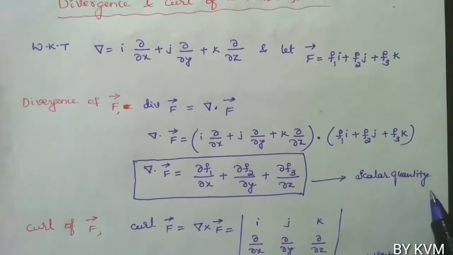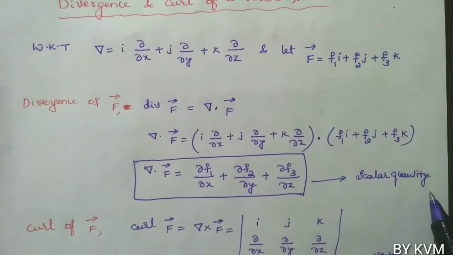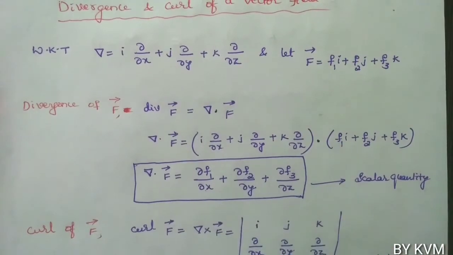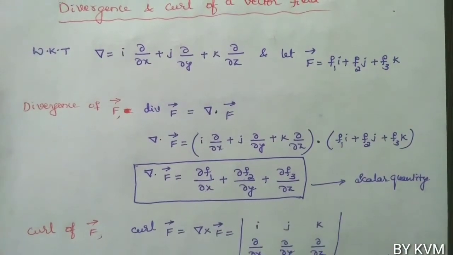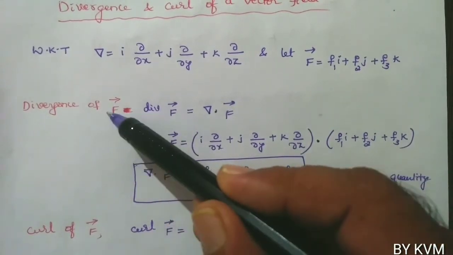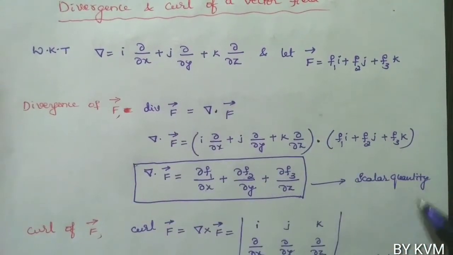So divergence of a vector field is the rate at which density exists in a given region of space, and it usually denotes the magnitude of change. So this divergence usually denotes the magnitude of change, and so it is a scalar quantity. It does not have a direction. So divergence of a vector quantity gives a scalar quantity.